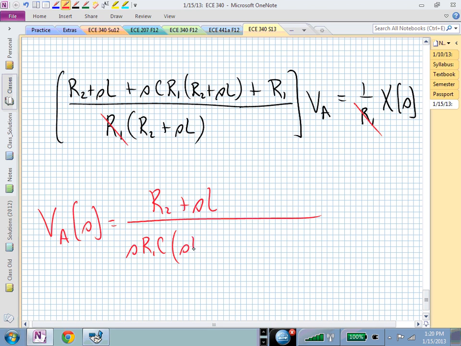SR1C times SL plus R sub 2 plus SL plus R1 plus R sub 2. I'm just rearranging some of those, but hopefully I'm not changing anything. And that's now times X. I really wanted Y, didn't I? But Y is just a couple lines up. That was just 1 over this R2 plus SL times V sub A.